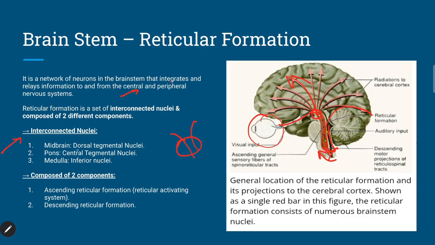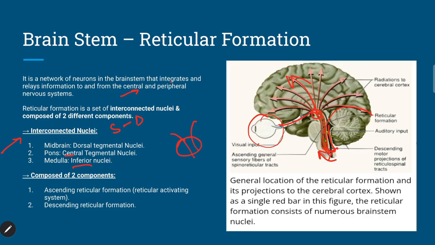So let's start. Midbrain has the dorsal tegmental nuclei, pons has the central tegmental nuclei, medulla has the inferior nuclei. Remember this, midbrain is present superior most, so you can connect it with the dorsal most. Pons is present in the center, in the middle between midbrain and medulla, so it has the central tegmental nuclei. Remember that, a small trick. And the last one is the medulla. Medulla is the inferior most, so the inferior nuclei.